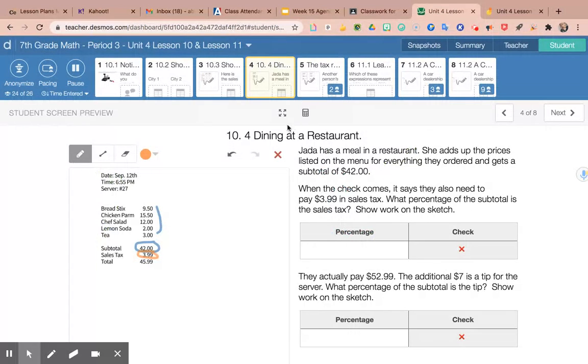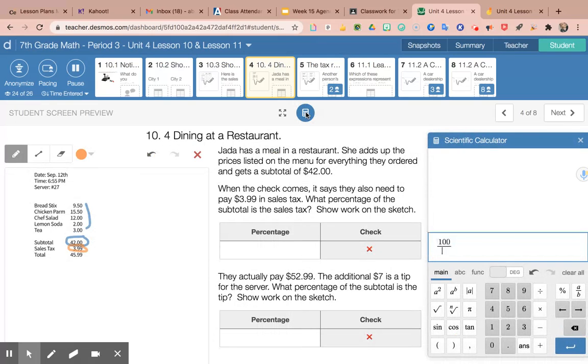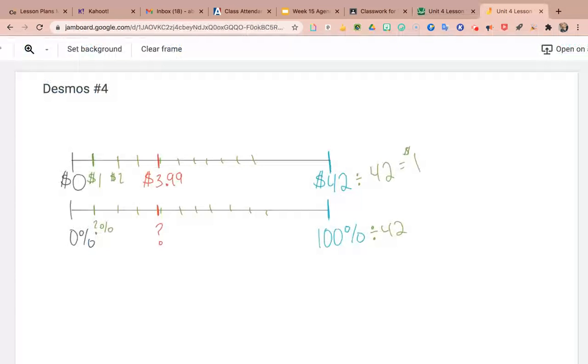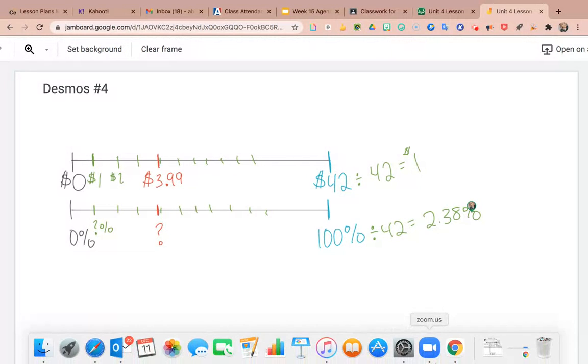So in my calculator, 100 divided by 42 is 2.38, like a bunch of decimals. So I'm just going to stop here at 2.38%. So that means that instead of a question mark, I have 2.38%. So that means every time I move up, I'm adding 2.38%.